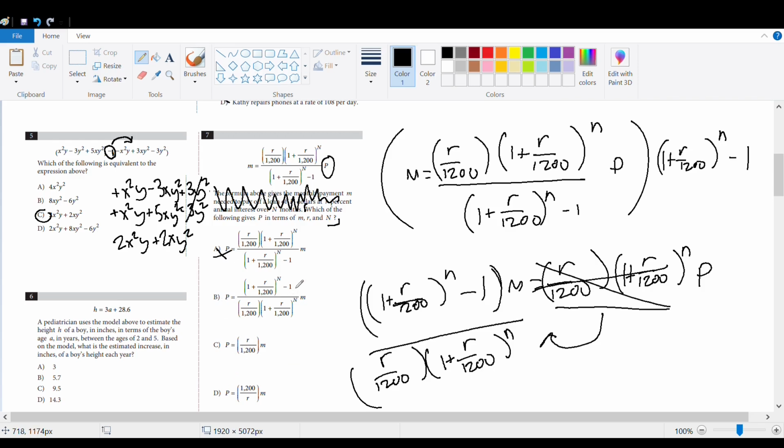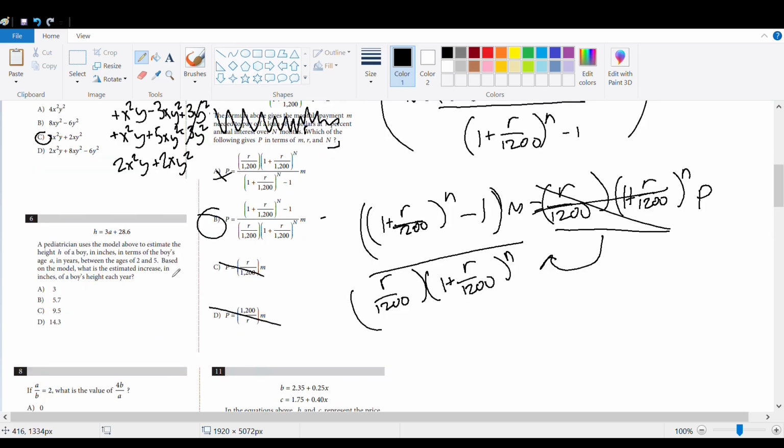Here, B, negative 1 is in the numerator, so we probably think that it's going to be correct. C, there's no negative 1. D, there's no negative 1. So we know that 7 is B. And my bad, but I missed C, or 6.